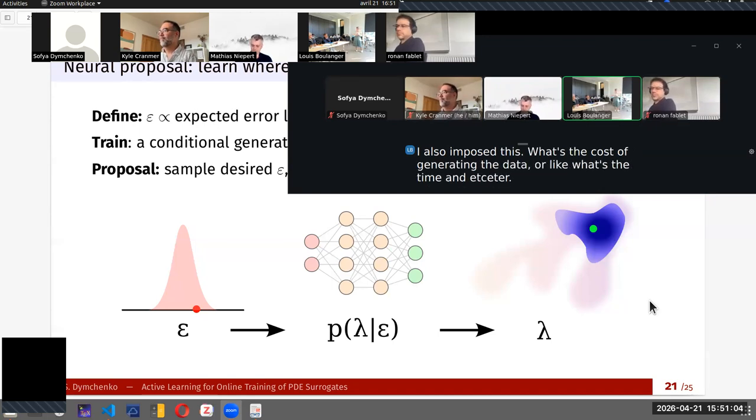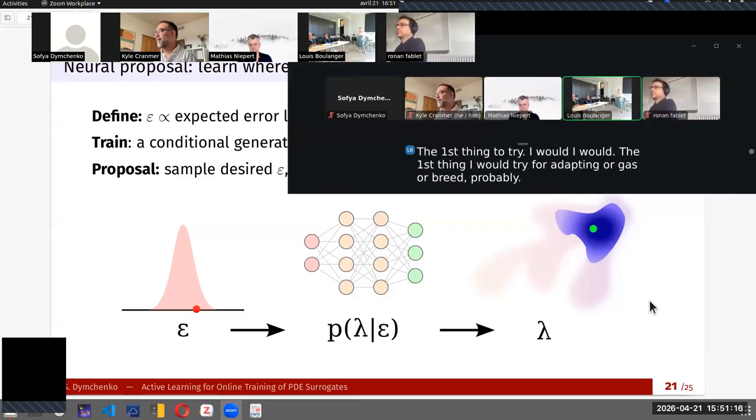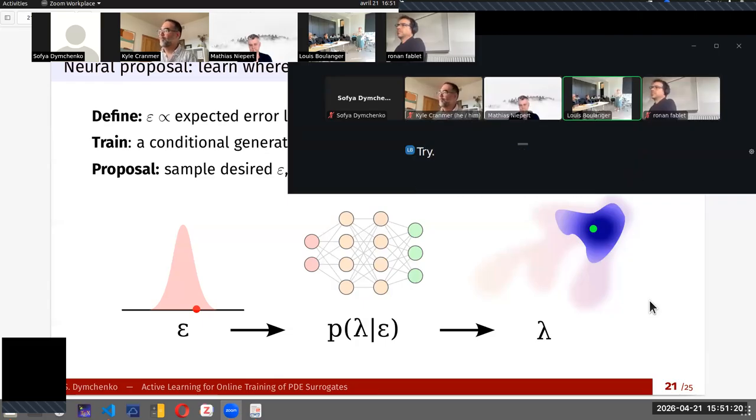I think the first thing I would try for adapting OGAS or breed, probably not breed but OGAS, to this case of foundation models is to take different PDEs and have this mechanism to choose between the PDEs. And this is already probably interesting if it can do this automatically.